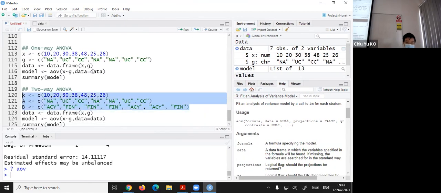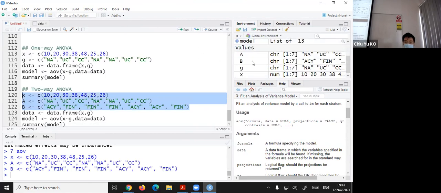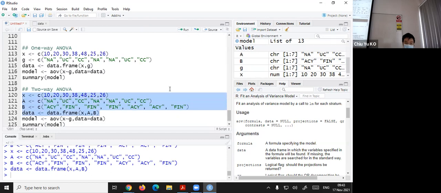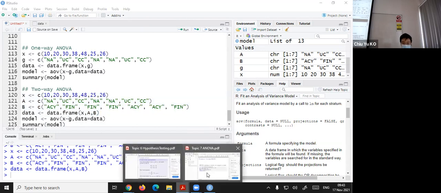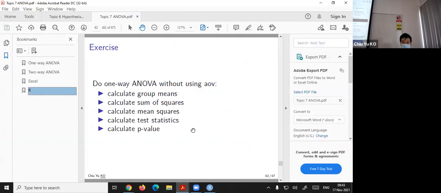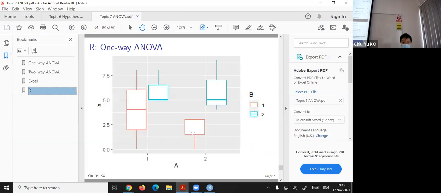Let's check. They have all 7 data, so that's fine. So we have A and B here. That was the data we have. Two-way ANOVA is not difficult. You look at the slide and tell them what you're going to do.